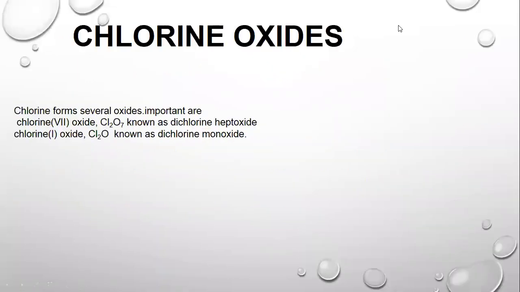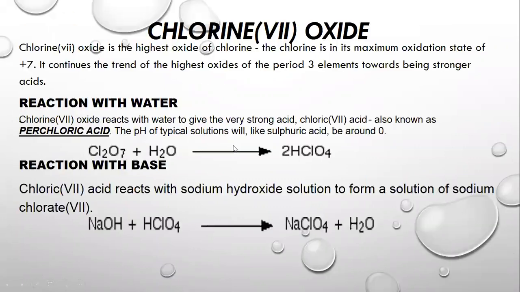The next is chlorine oxides. Chlorine has several oxides, but here we will discuss chlorine 7 oxide, that is Cl2O7, known as dichlorine heptoxide, or chlorine 1 oxide, that is Cl2O, also known as dichlorine monoxide. In chlorine 7 oxide, chlorine is in its maximum oxidation state of +7, and it gives the strongest acid known.